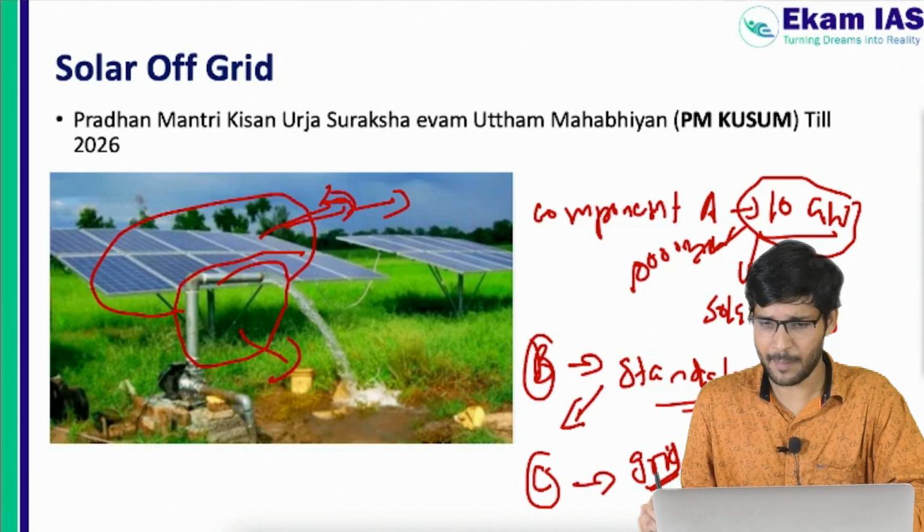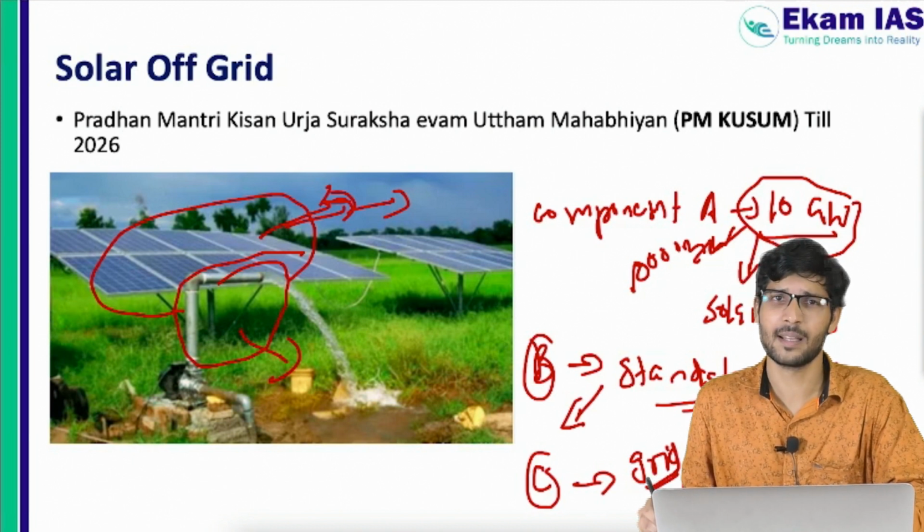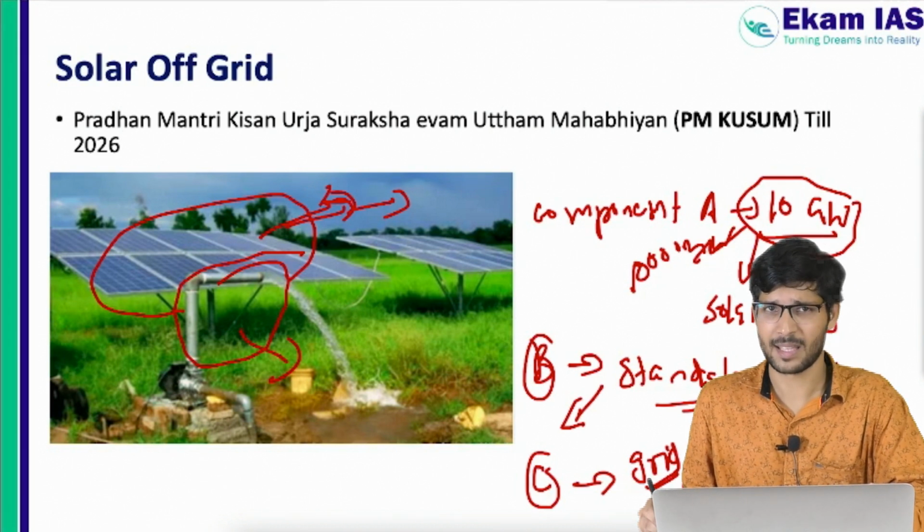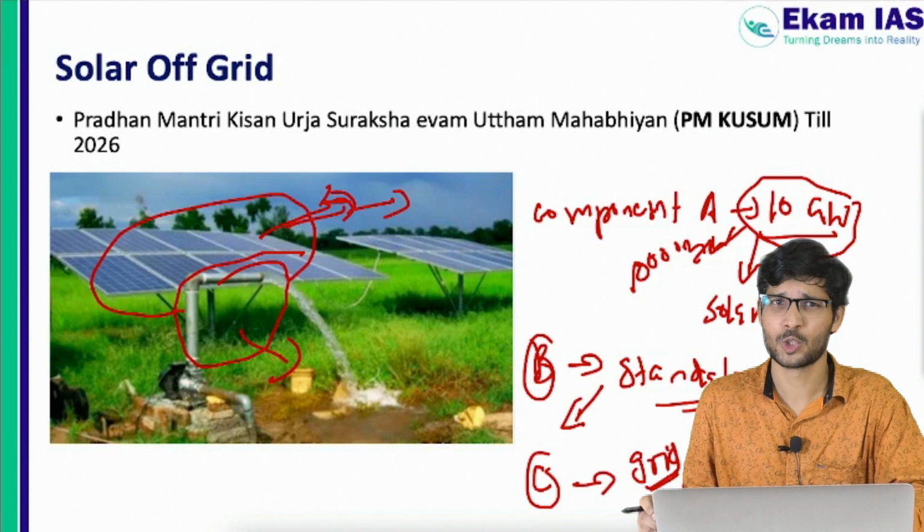So the government's aim is to convert this into solar pumps. That is, solarization is the third component. Solarization of the existing grid connected agricultural pumps is the third aim. So in this third measure, the government is trying to convert 15 lakh already existing grid connected agriculture pumps into solar powered pumps. So these are the three main components of the PM Kusum scheme.